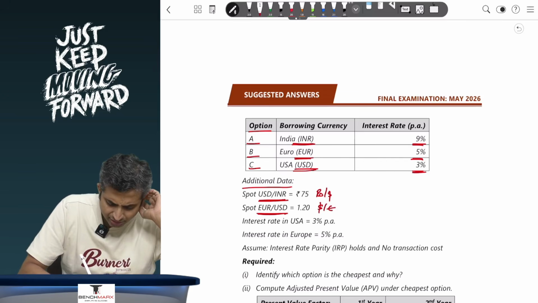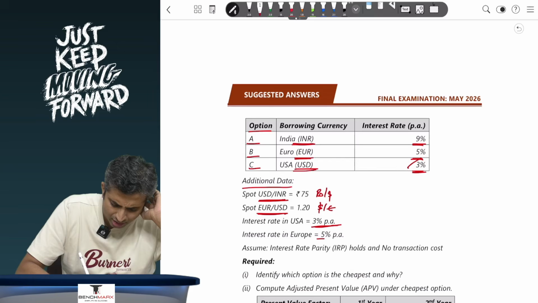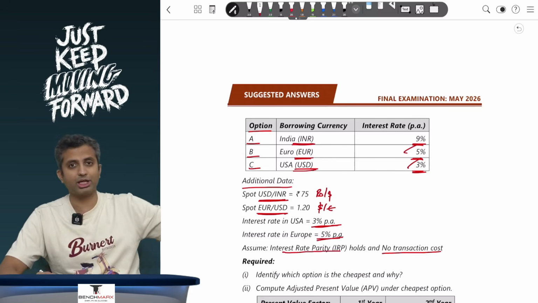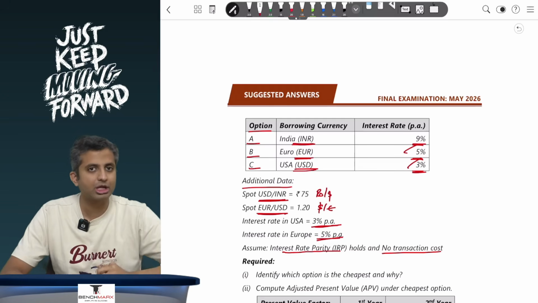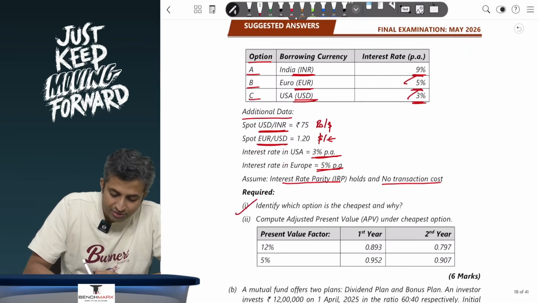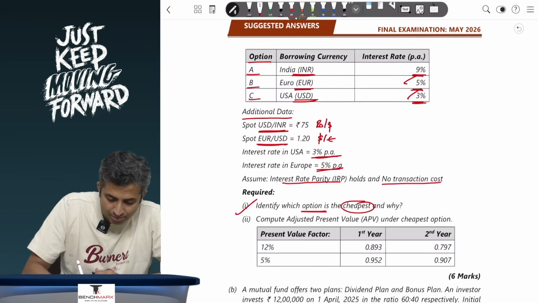Okay. Interest rates in the US is 3%, that is also given over here, and in Europe is 5%, that is also given over here. You can assume IRP holds and no transaction cost. Like in question 1A, the forward rates were given, but here the institute has not given you forward rates, so you'll have to unfortunately calculate it. You are required to identify which option is the cheapest and why.